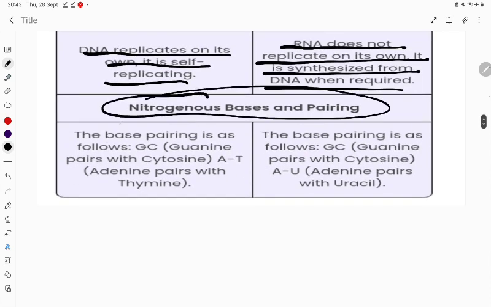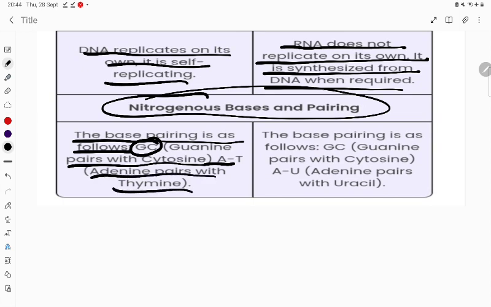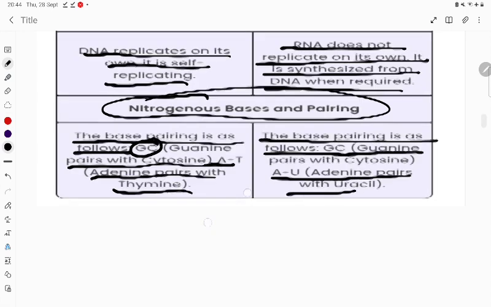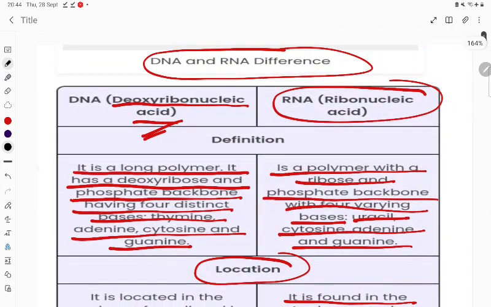Nitrogen bases and pairing. The base pairing in DNA is cytosine with guanine and adenine with thymine. Here you see student, the base pairing in RNA is cytosine with guanine, and adenine with uracil pair student. So this is the difference between DNA and RNA student, that you need to keep in mind.